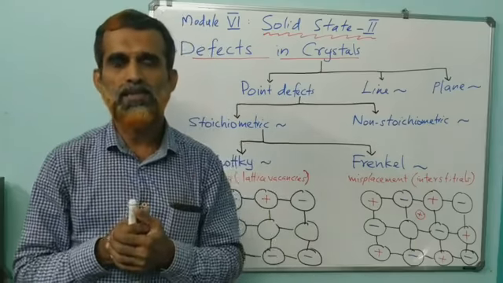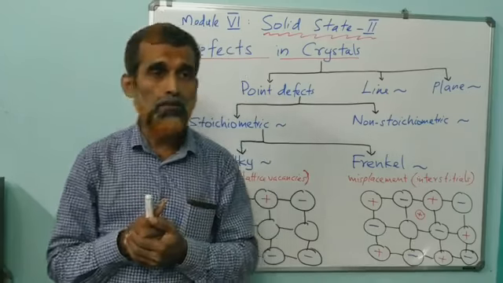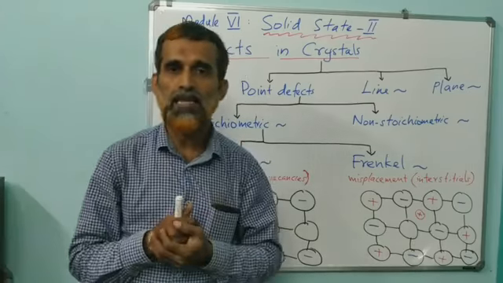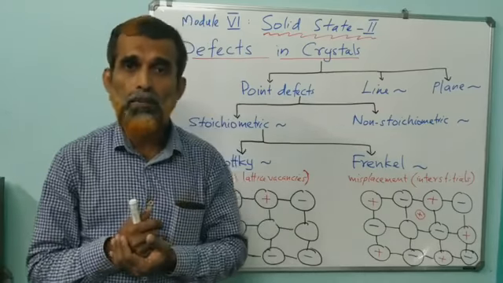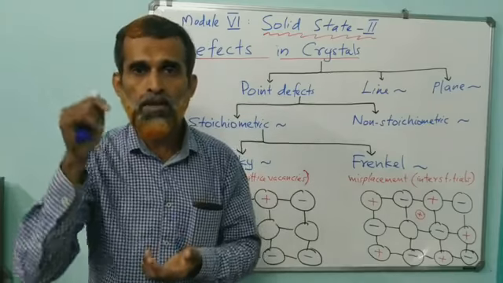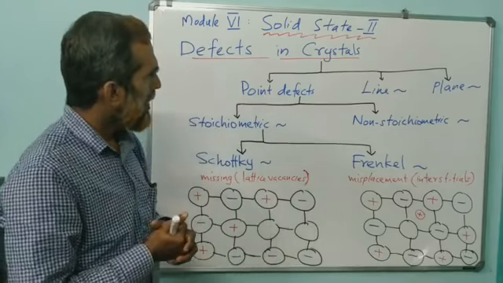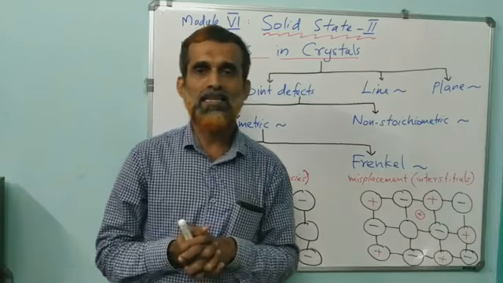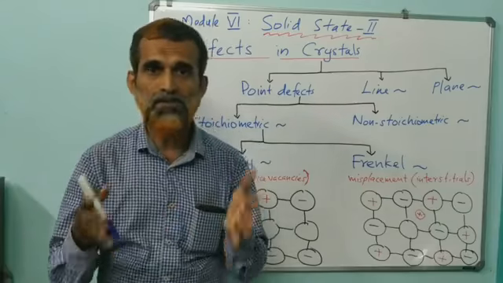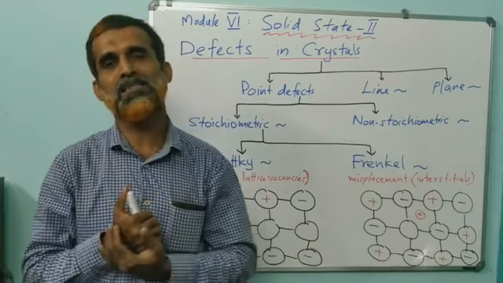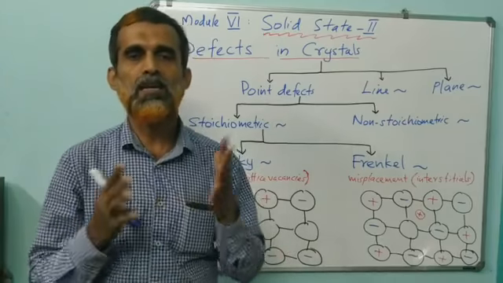Defects appear due to various reasons: sometimes missing of some ions in the lattice, sometimes misplacement, or it can be due to some impurity atoms present in the lattice, etc. And interestingly, the presence of impurities brings up some interesting properties to the crystals, like electrical and optical properties.